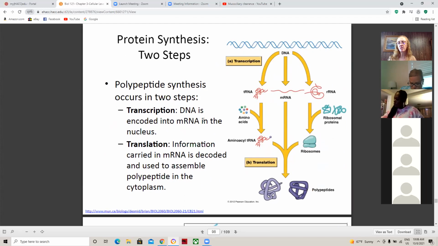So transcription is where the DNA is encoded into RNA. The DNA within a given mRNA is then decoded and used to assemble a polypeptide in the cytoplasm. Polypeptide, remember, a polypeptide is a protein. So a sequence of amino acids, AKA a protein.